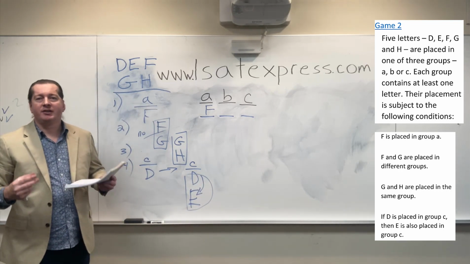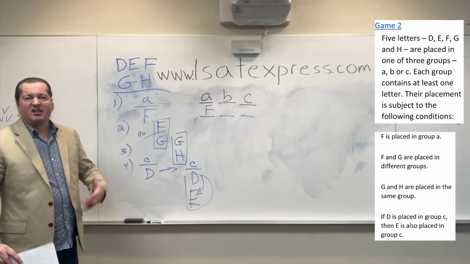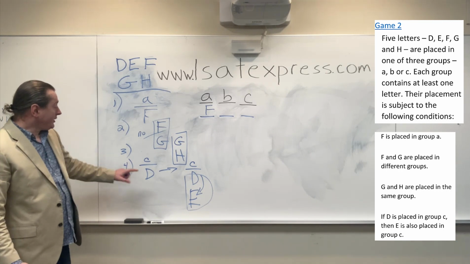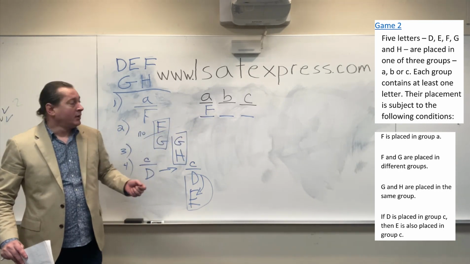It takes a while to get used to these if-then rules sometimes. Here's how I like to think about it. So suppose D is little David. And suppose E is Eleanor, his mother. The rule says that if little David is in group C, he has to be with his mother. Eleanor has to be with him.